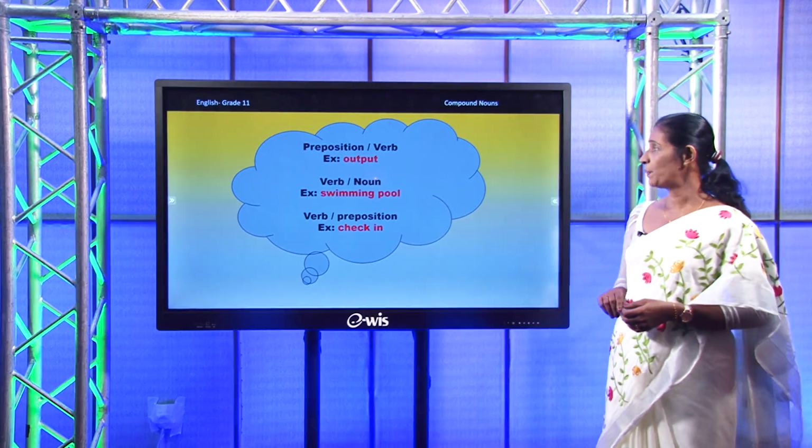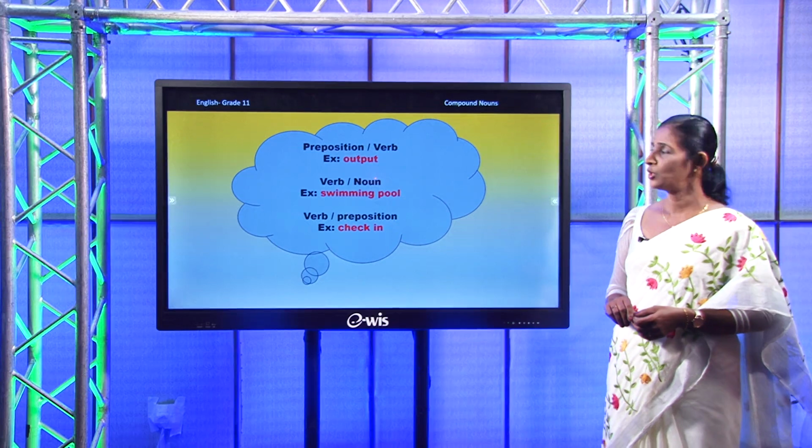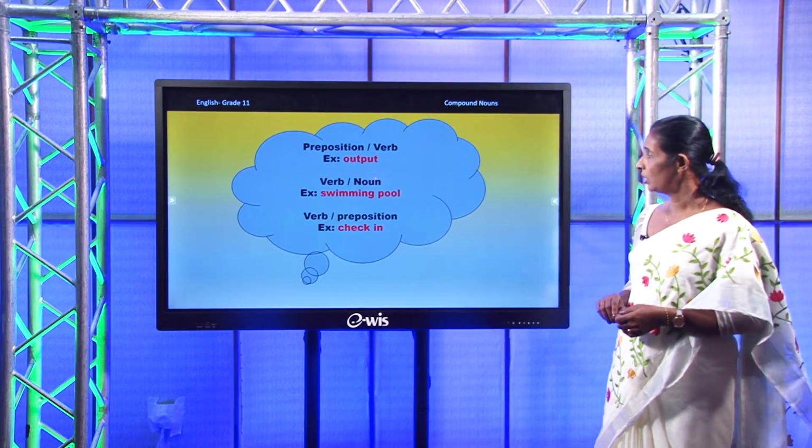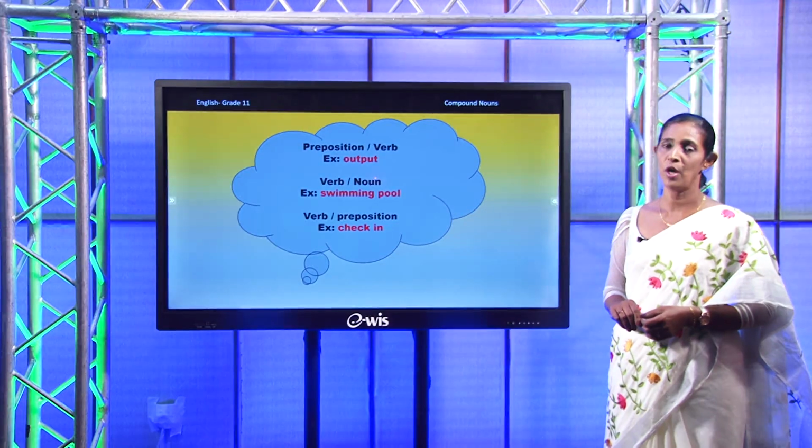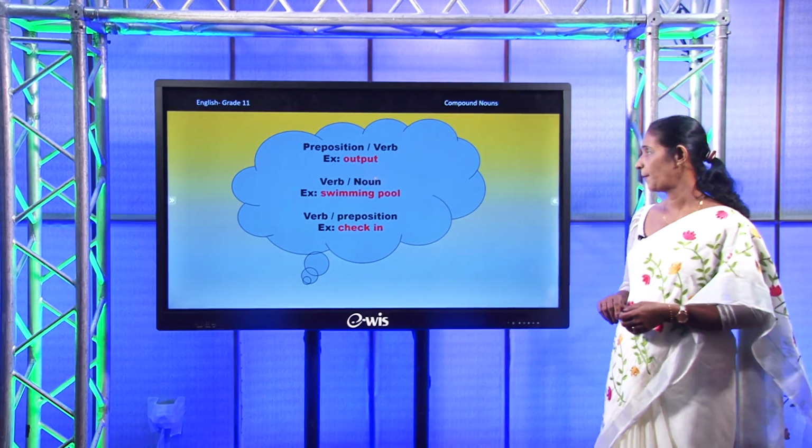Next, a preposition and a verb coming together as a compound noun, output. The next one, verb plus noun, swimming pool. And another one, verb plus preposition, check in. So the compound noun is check in.